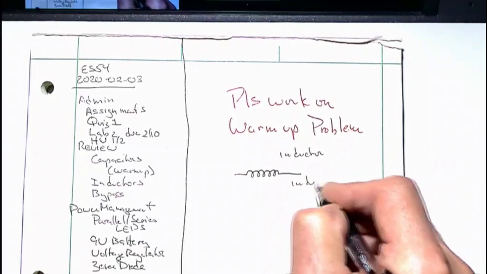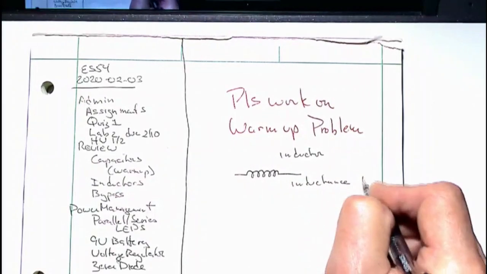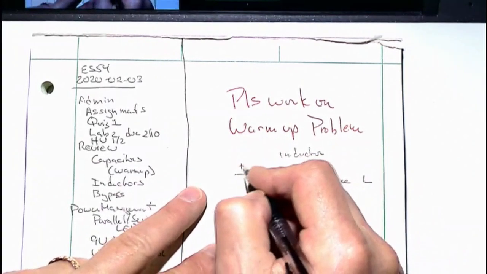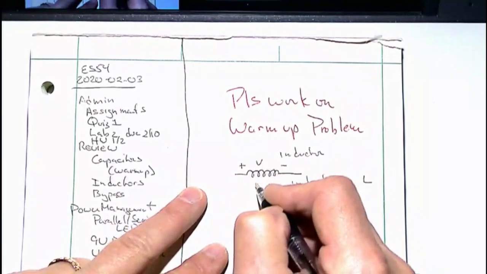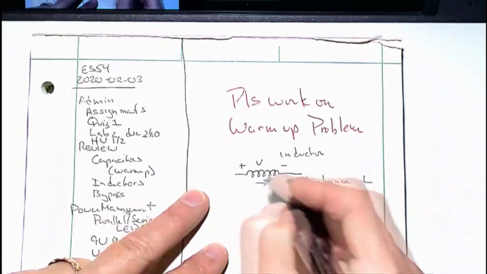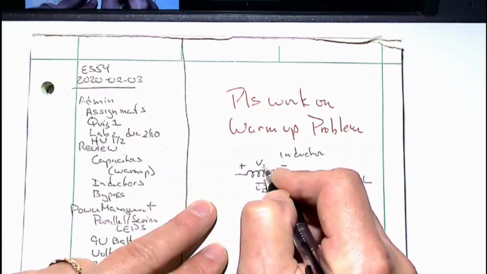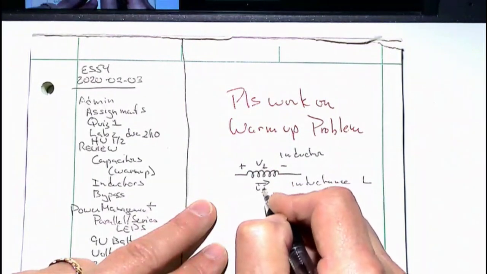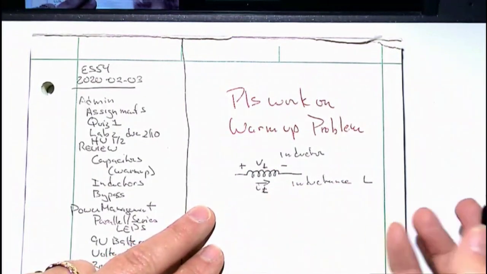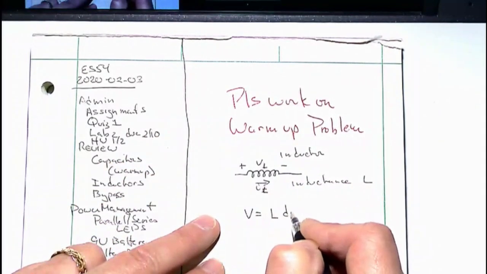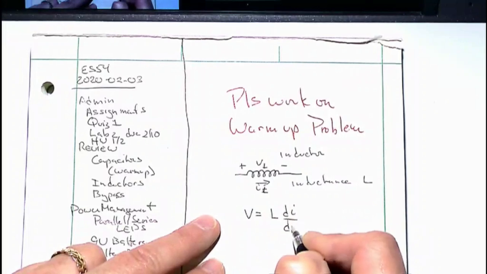inductance, L, and has a voltage across it. It has a current through it. So V, I, well, let's just use L for inductance. And the thing that's interesting about inductors is that the voltage across it is equal to the inductance times the change in current with respect to time.